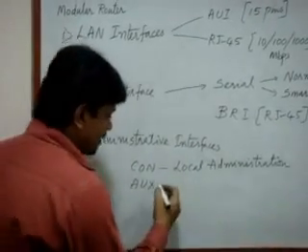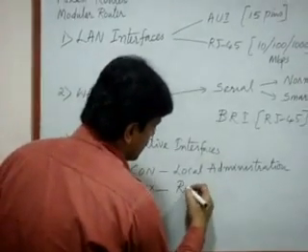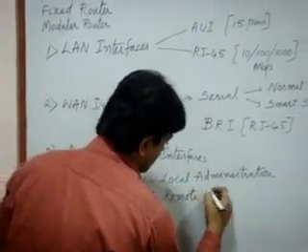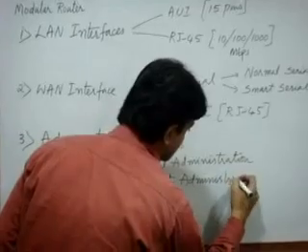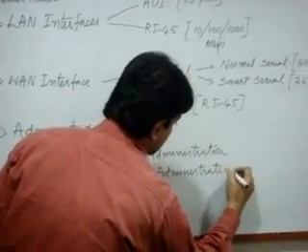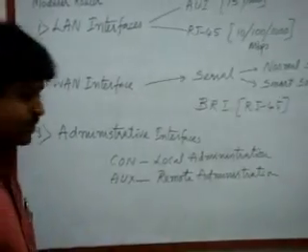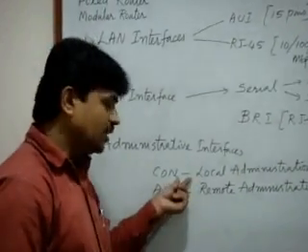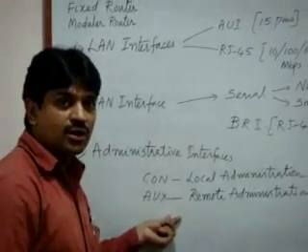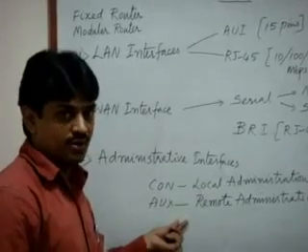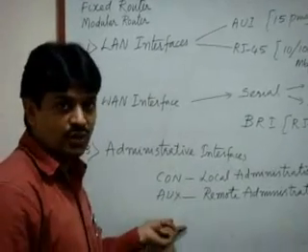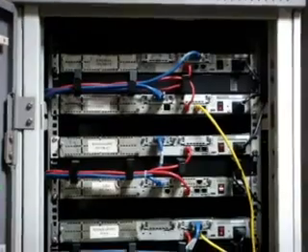The auxiliary port is for remote administration. So with the same function, we can access the router remotely, maintain the router, and troubleshoot problems in the router. So these are the interfaces available in the router.